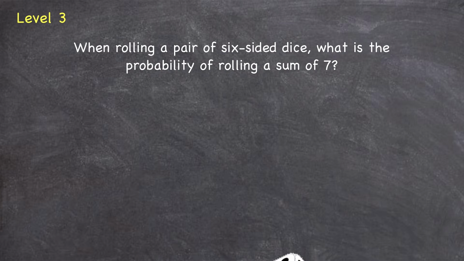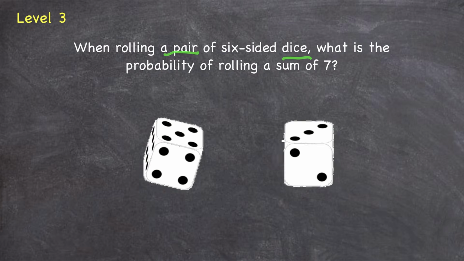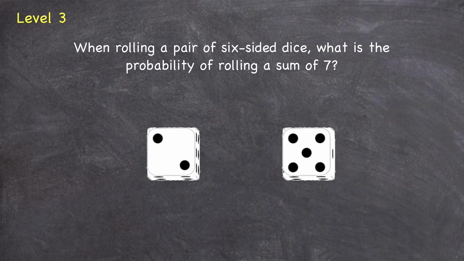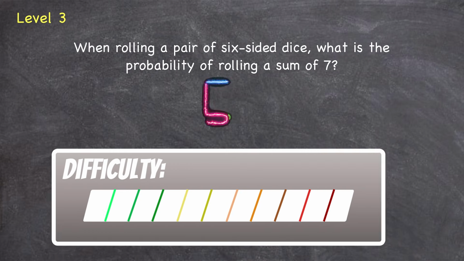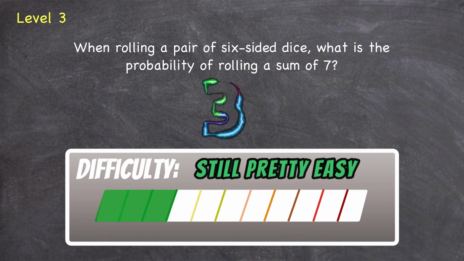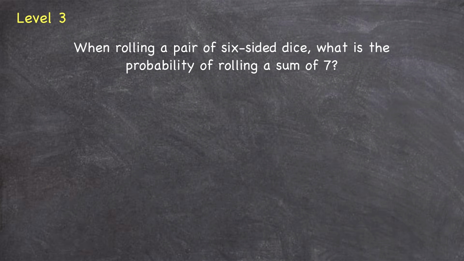Level 3. When rolling a pair of 6-sided dice, what is the probability of rolling a sum of 7? The theoretical probability formula would tell me that if I want the probability of rolling a sum of 7, I would need to know the number of ways that I could roll a sum of 7, and divide that by the total number of possible outcomes I can get when I roll a pair of 6-sided dice.